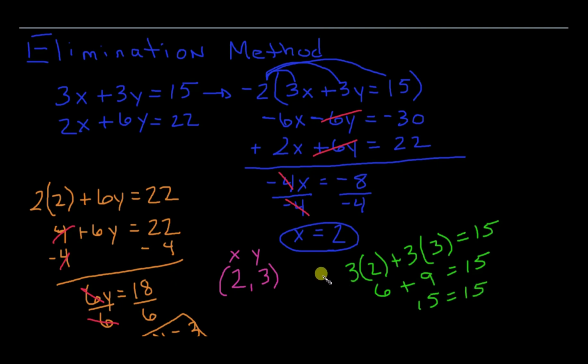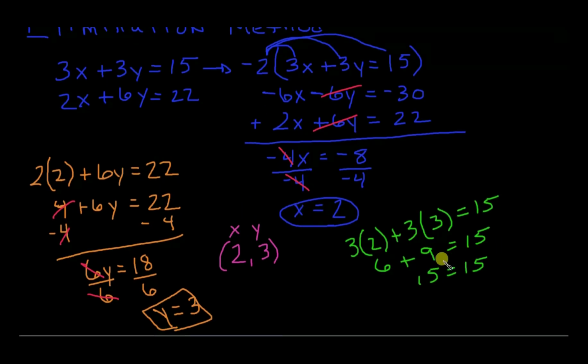Now, you do not have to check both equations. I mean, you should, because you want to make sure that if it works for one, it works for the other. So let's do that. Let's just take that extra step. Let's go that extra mile and let's try it. So you have 3x plus 3y is 15. Let's do the other one. So now you have 2 times 2 plus 6 times 3 equals 22.